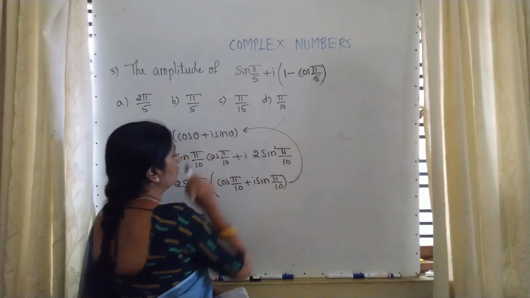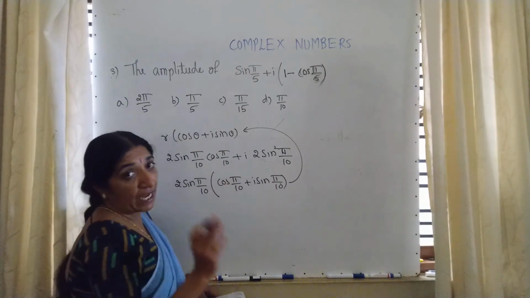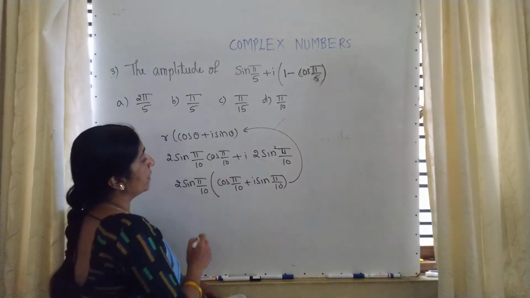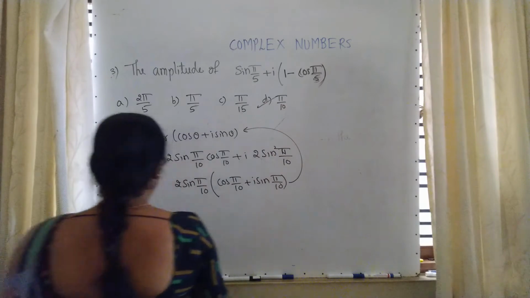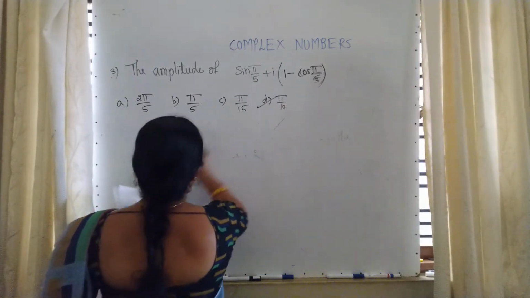Compare these two: r with this one, theta is in place of theta. Theta means angle. Angle is amplitude. What is amplitude? Amplitude is pi by 10. Now to the next question.